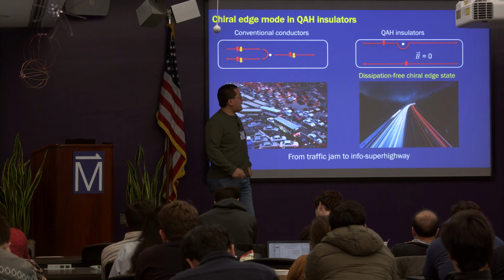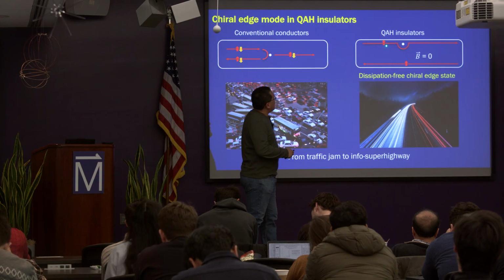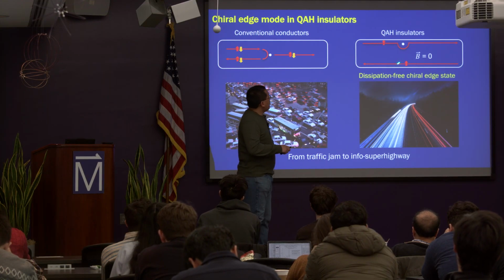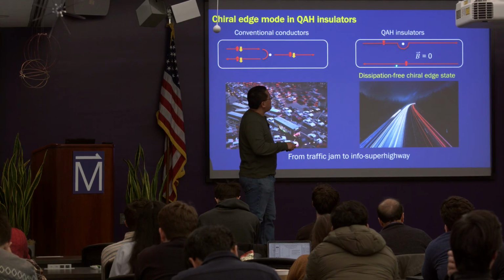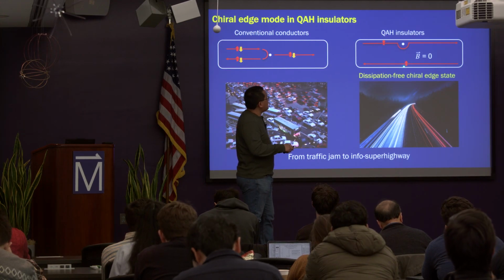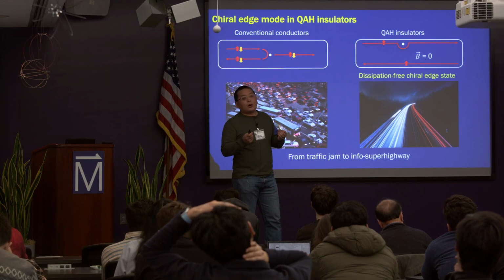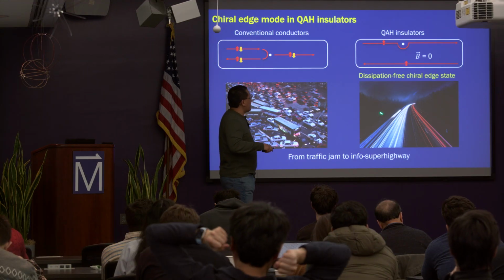So in the quantum anomalous Hall insulators, for the carriers, there is only one possibility, what we call the spin up dispersionless chiral edge state. So the electrons or carriers in the quantum anomalous Hall insulators are just like the traffic on a highway.